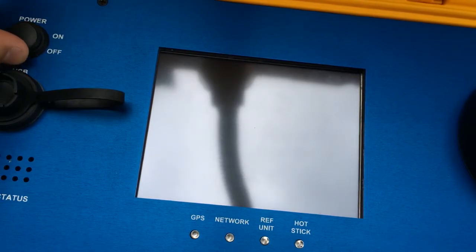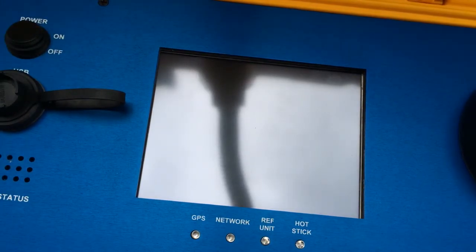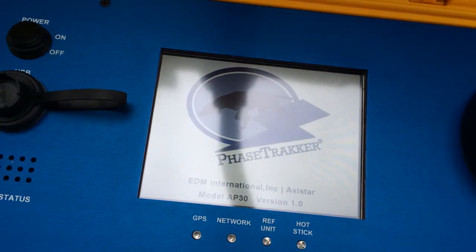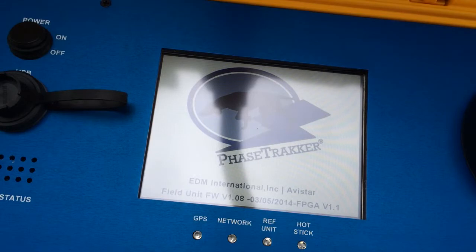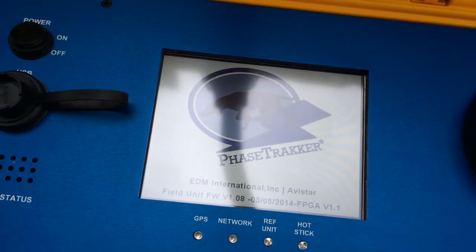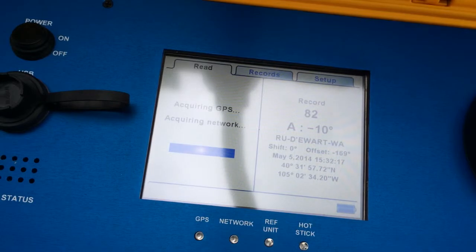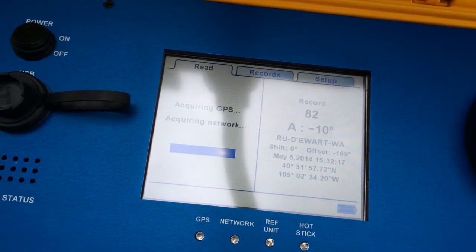I'm going to start with powering the unit on. I don't have any reference units plugged into this thing or entered in, so the only thing we should get in a second is the GPS and the network. The network light's going to come on too, so we should see two lights in a minute.